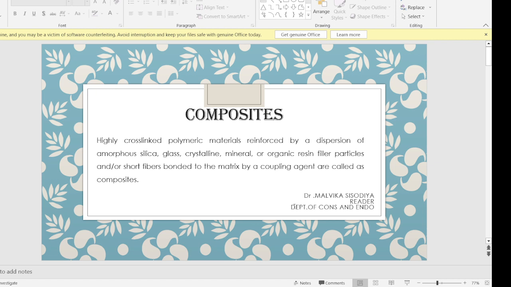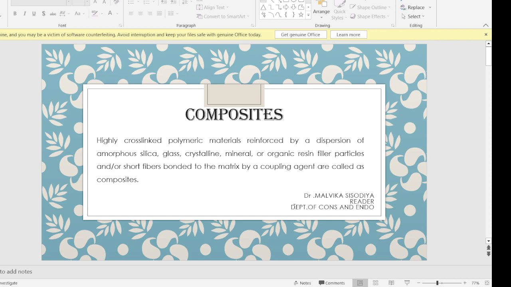Today, we are going to discuss the composite material. As we all know, in the recent era, the demand for aesthetic dentistry has increased over a period of time. So composite is a highly demanded material as compared to amalgam and even the other tooth colored restorative materials. First we should know the definition of composite.